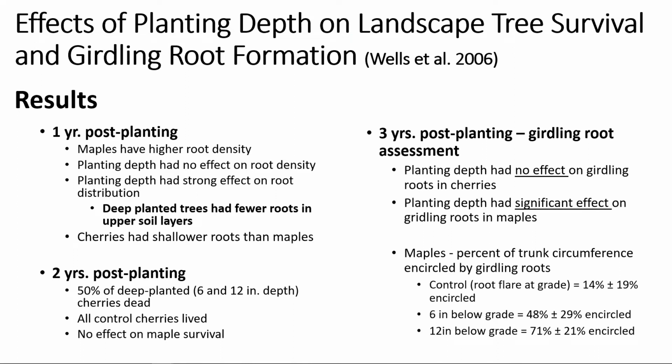So it's not necessarily a long-term study, but 1 year after planting, we saw that maples had a higher root density, so they had more dense roots. Planting depth did not have an effect on root density 1 year post-planting. So that's interesting to me. Planting depth did have a strong effect on root distribution. So deep planted trees had fewer roots in those upper soil layers. And remember, those upper soil layers are where we expect to see a lot of roots that are getting water and nutrients and the things they need.